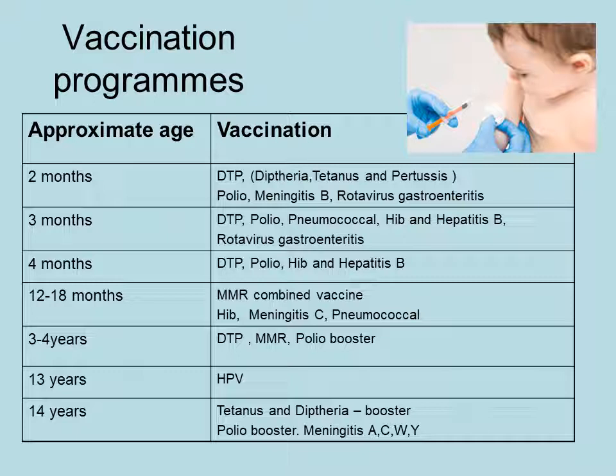Then around 3 to 4 years, DTP, MMR, polio. At 13 years, HPV, which is the human papillomavirus, which can lead to cervical cancer. And at 14 years, tetanus and diphtheria boosters and various other ones like meningitis, different types of those. So we're really well protected against a range of different diseases which would have been very serious and created a lot of infant mortality in the past.